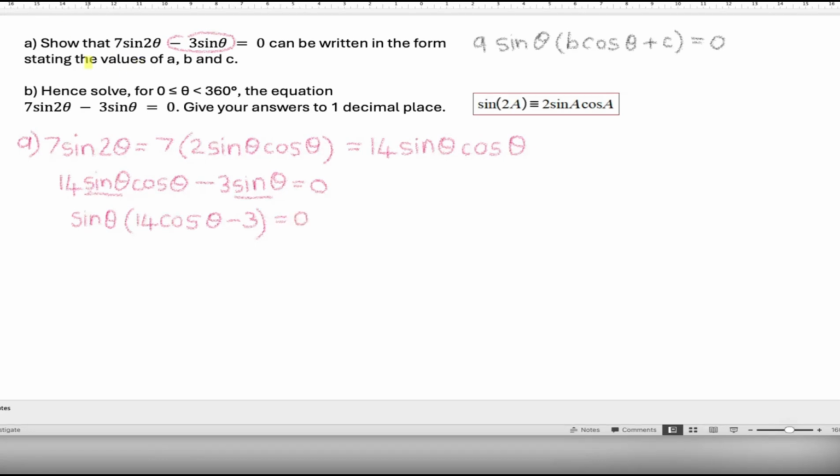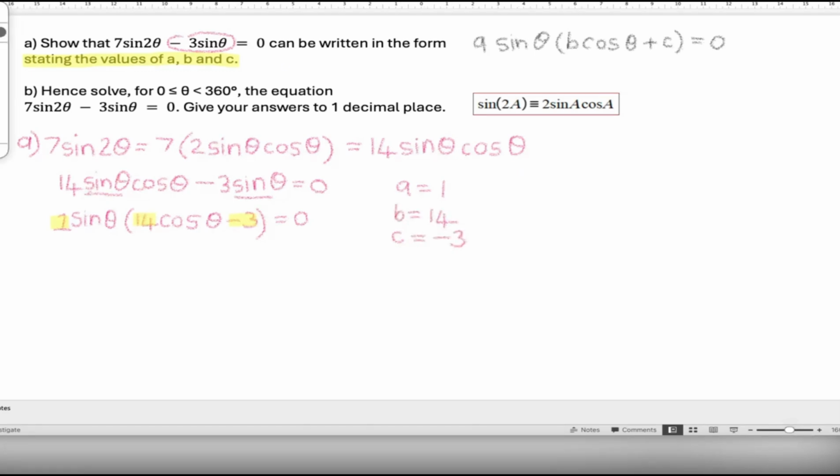And they asked to state the values of A, B, and C. So A is equal to what? A is equal to 1 because we have a 1 over here. We just don't write it. So A is equal to 1. And then B is equal to 14. What about C? C is equal to negative 3.